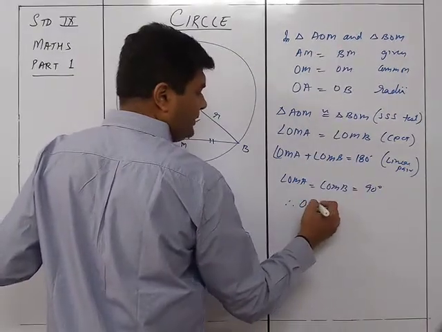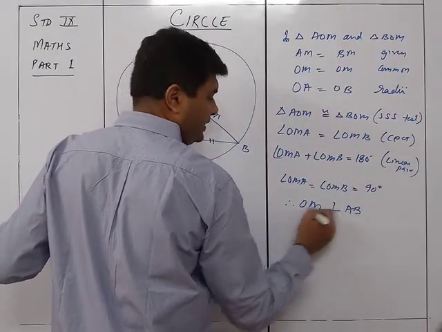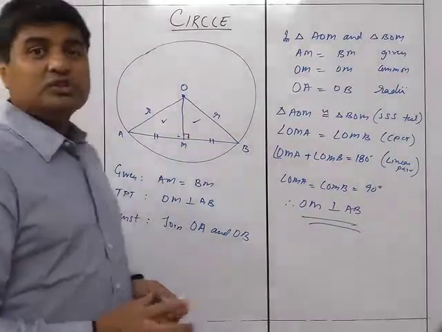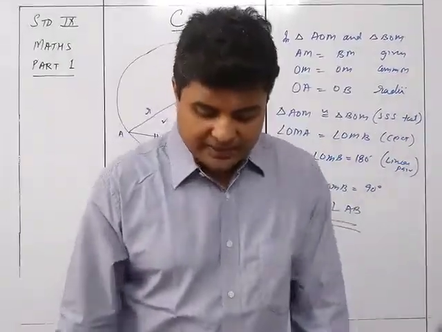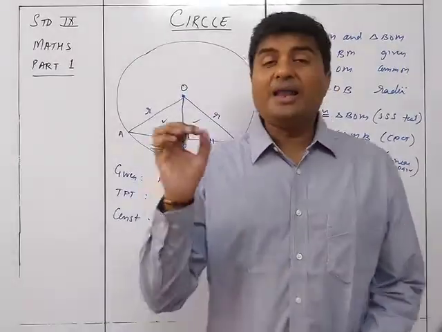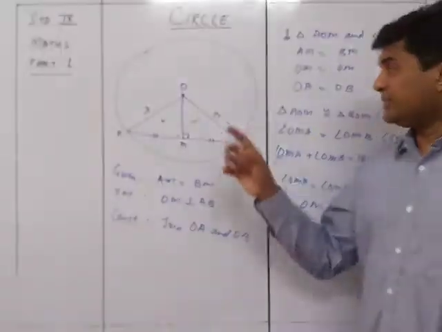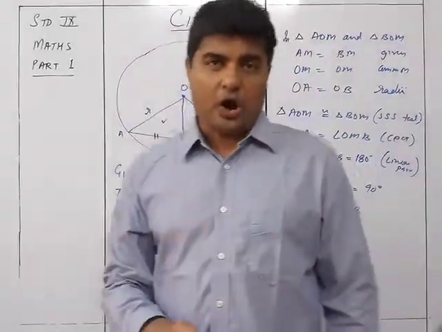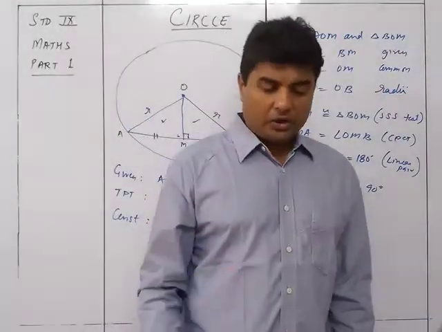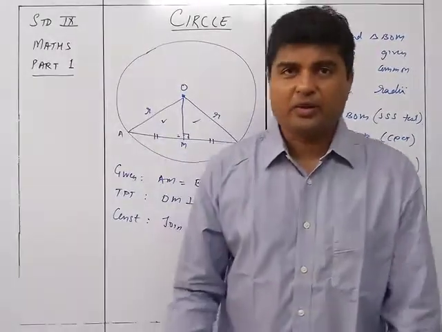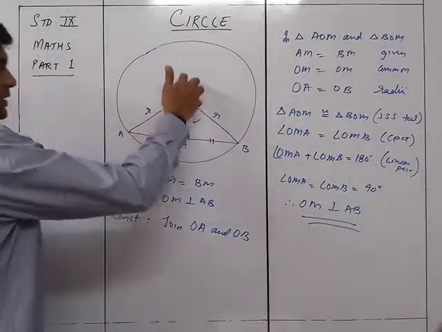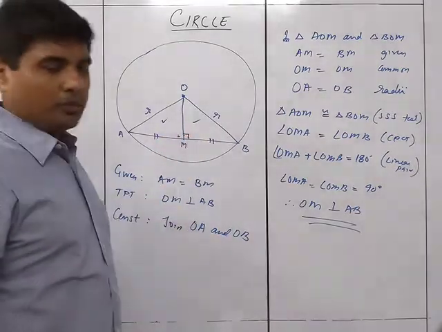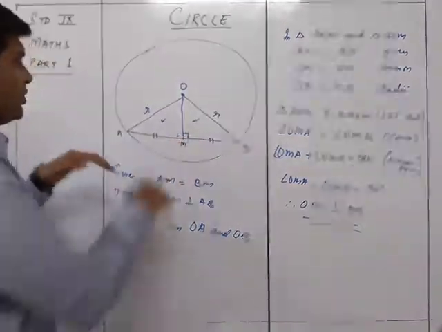Therefore OM is perpendicular to AB. This is what was to be proved. Okay, so this was your first theorem. The first theorem states that a line drawn from the center of the circle to bisect a chord will be perpendicular to it. So the chord is not a diameter, because it should not be a diameter. It cannot be the diameter because this is perpendicular over here. If it is a diameter, it will be here.